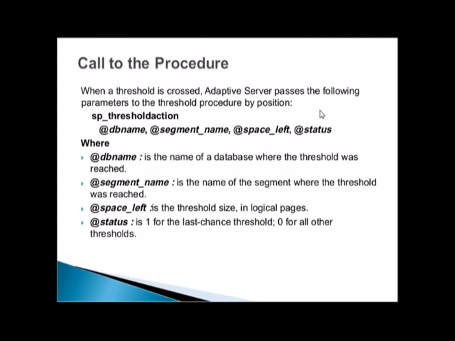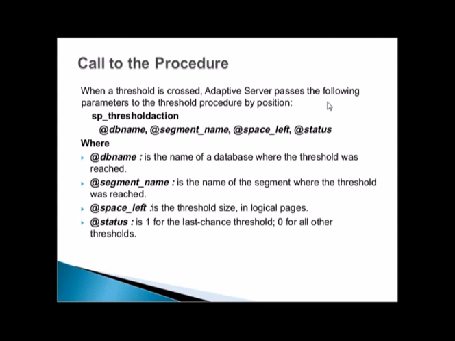So basically we are going to write this, and this is an example of a call. This is how we can call this procedure. When a threshold is crossed, Adaptive Server passes the following parameters to the threshold procedure by position. This is what you are expected to write, as Sybase is not providing it. sp_threshold_action, dbname, segmentname, space_left, status. These are the parameters, these are the variables.